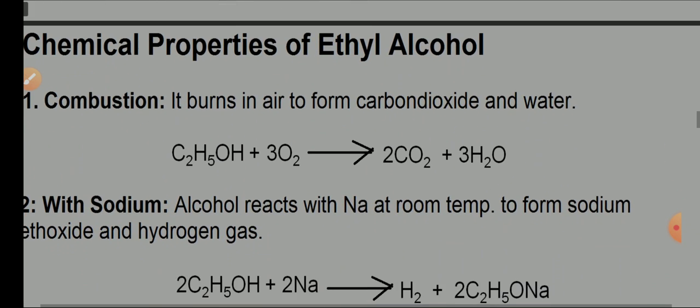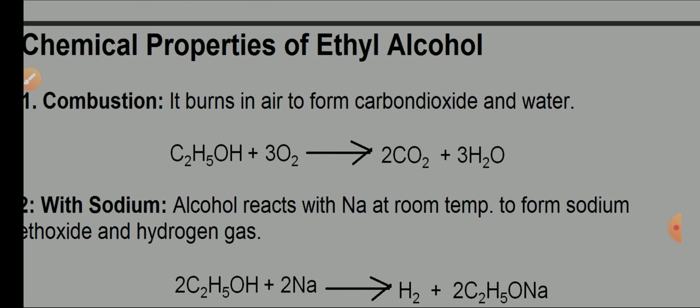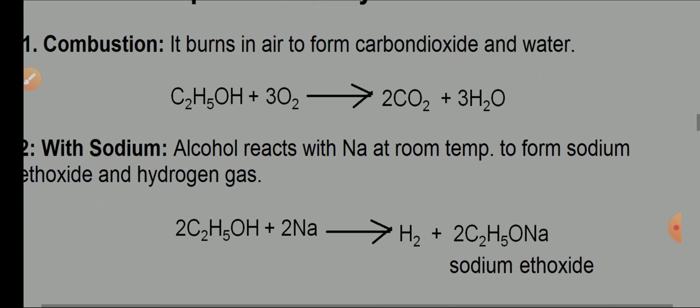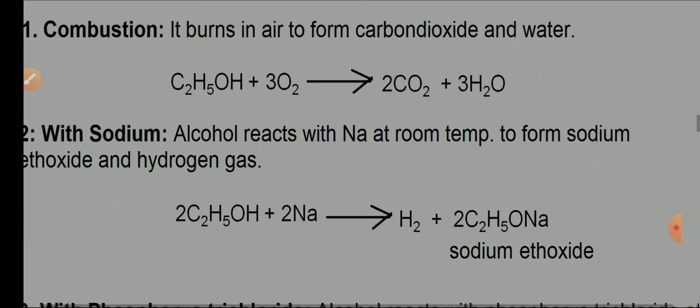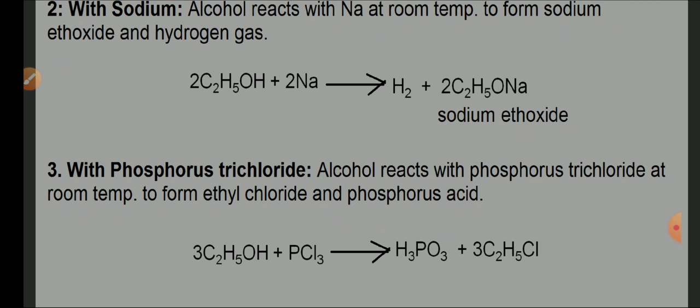Let us check out the chemical properties. What happens if it is burned in the presence of air? First one is combustion. If ethyl alcohol is burned in the presence of air, then carbon dioxide and water are produced. What happens when ethyl alcohol is reacted with sodium? It forms sodium ethoxide at room temperature. With phosphorus trichloride at room temperature, what is it going to form? It is going to form ethyl chloride and phosphorous acid.